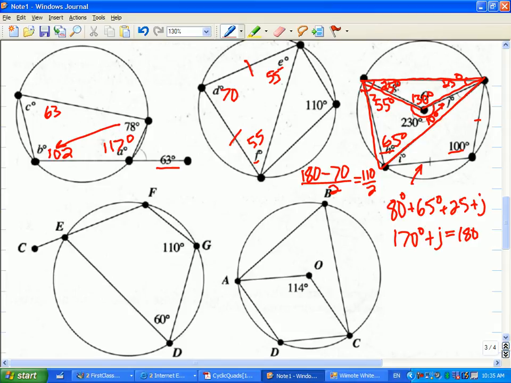Anybody have any luck finding I? 40? 40. How did you get this one here? How did you get 40? I saw this triangle. Okay, so if this is 100, there's 180, so each one must have 40 to add up to the 180. That gives me the triangle.